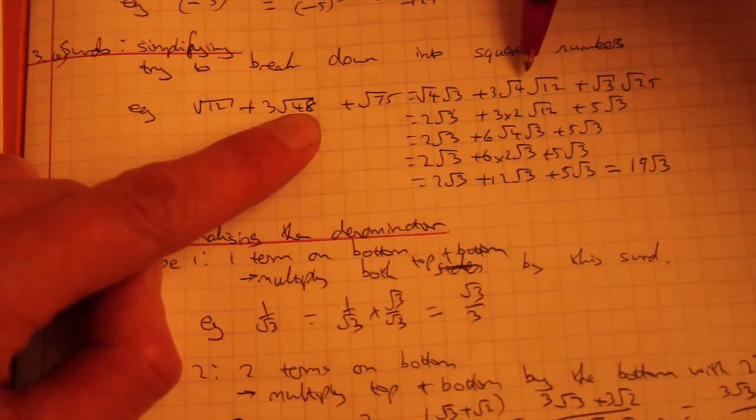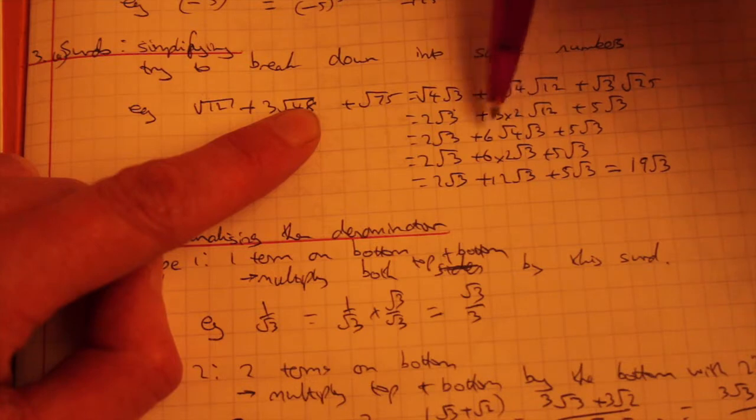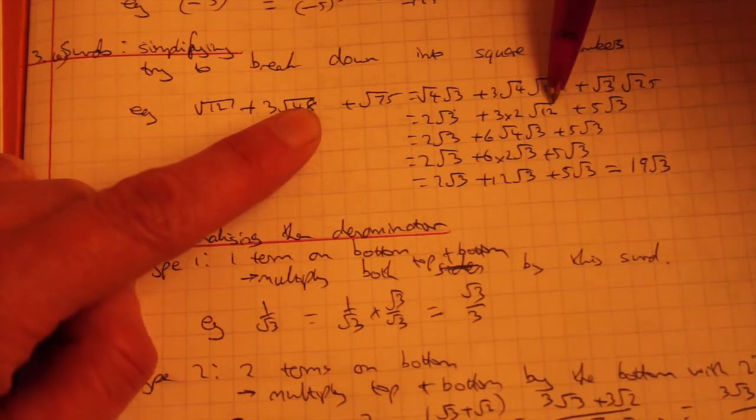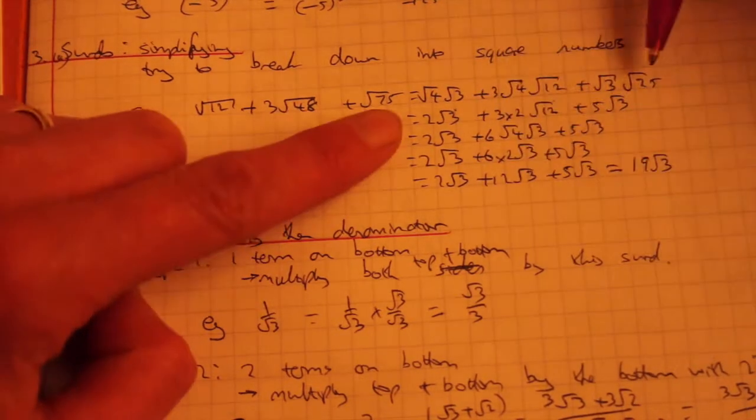Root 48 can be written as a 4 and a 12. Root 4 is 2, 3 2s are 6. 12 can be broken down again into a 4 and a 3. Root 4 is 2, so you get 6 times 2 is 12, root 3.